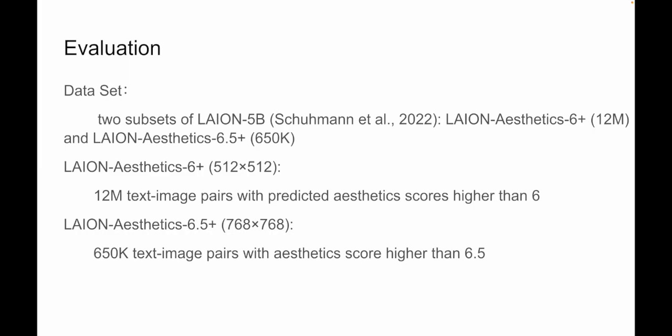Evaluation part. For the dataset, they choose two subsets from LAION-5B, the LAION-Aesthetics 6 Plus and the LAION-Aesthetics 6.5 Plus. The experiments consider a resolution of 512 times 512, and the other resolution is 768 times 768. For the 512 resolution, they use the LAION-Aesthetics 6 Plus, which comprises 12 million text-image pairs with predicted aesthetic scores higher than 6. For the 768 resolution, they use the LAION-Aesthetics 6.5 Plus with 650k text-image pairs with aesthetic scores higher than 6.5.